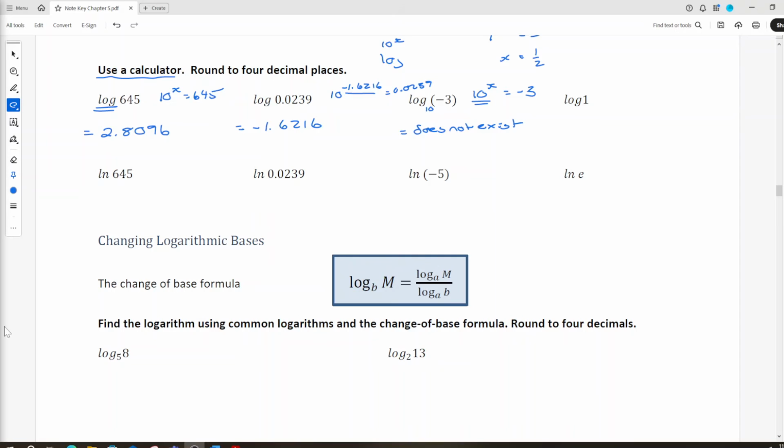All right, and then what about the log of 1? What happens if you type log 1? I get 0. Is that the answer? Well, let's think about it. 10 to what exponent would give me 1? Well, 10 to the exponent 0 is 1. Anything to the exponent 0 is 1.